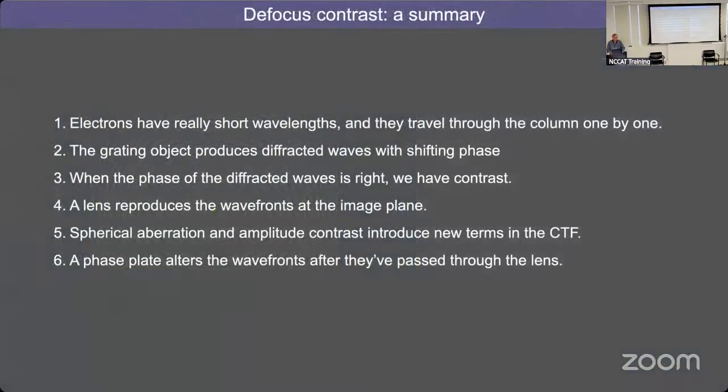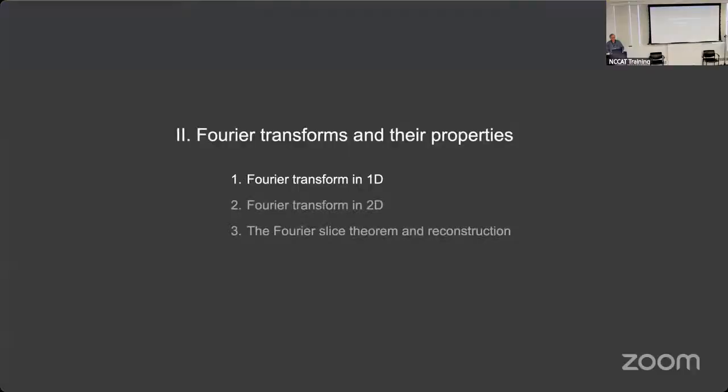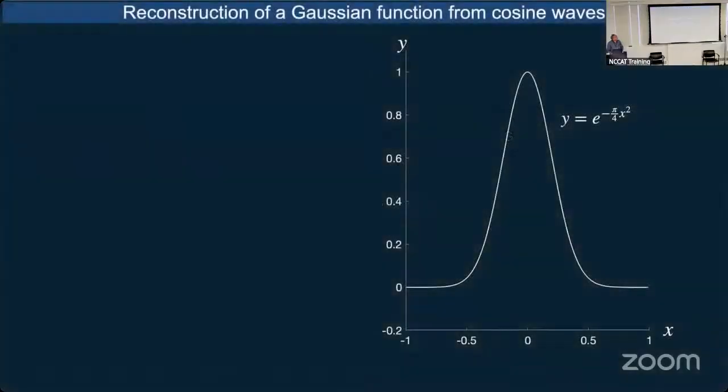Okay, so we've seen this. There's interference. The lens does things to perturb or change the contrast transfer function, and phase plates are wonderful. Okay. Now, I'm going to tell you why gratings are all I need. First, I'll do it in one dimension and then in two dimensions.